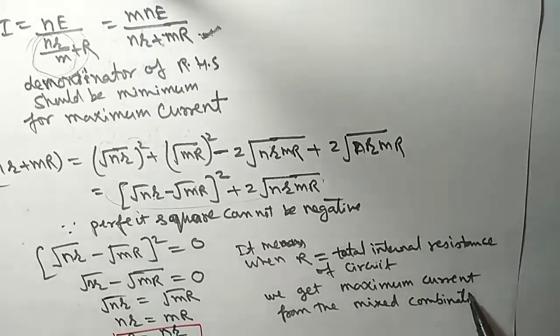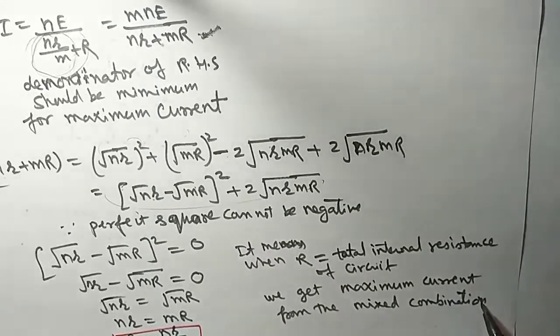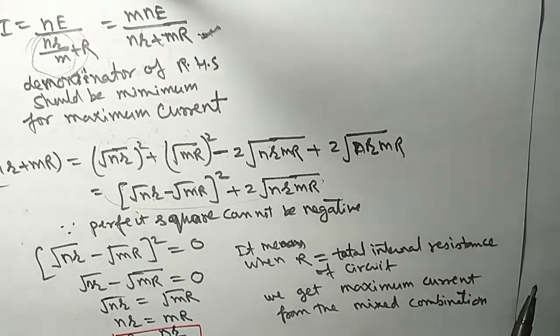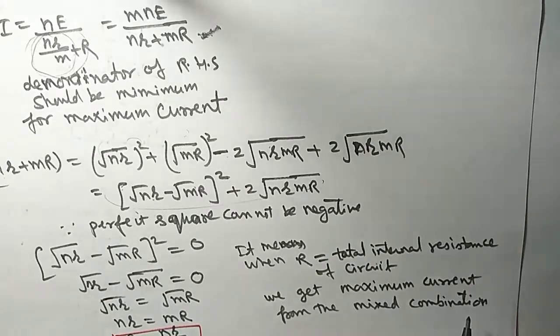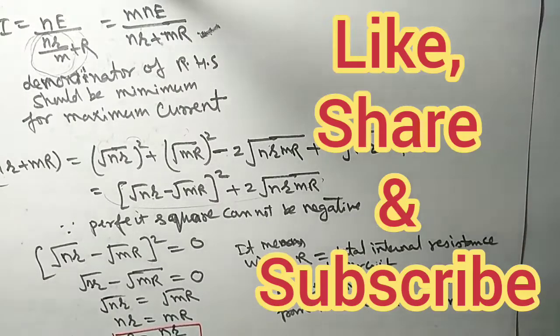So students, it's a very good topic: the combination of the cells, which is of 3 types, the series combination, parallel combination, and the mixed combination.